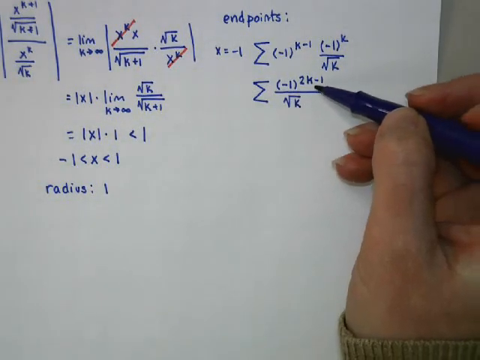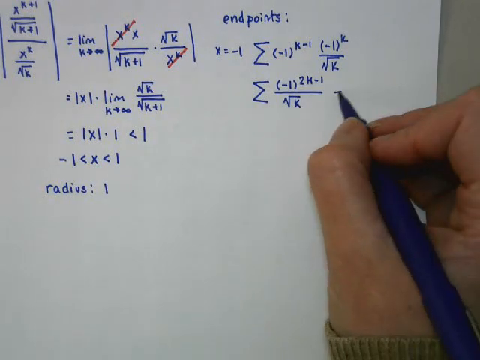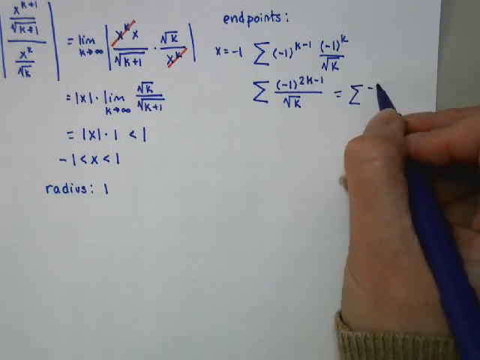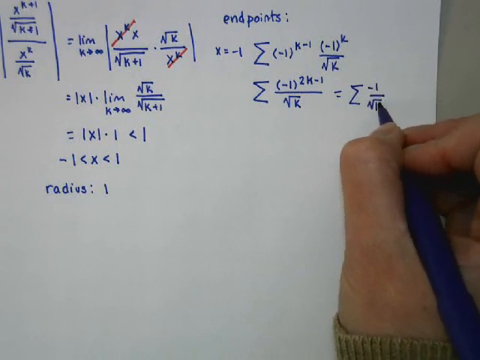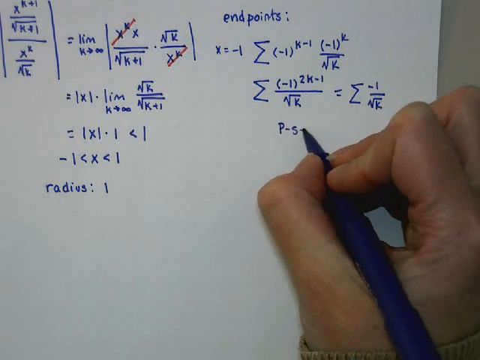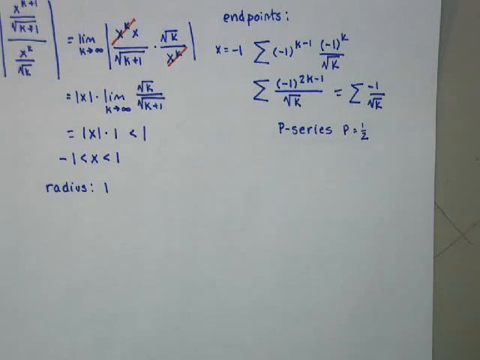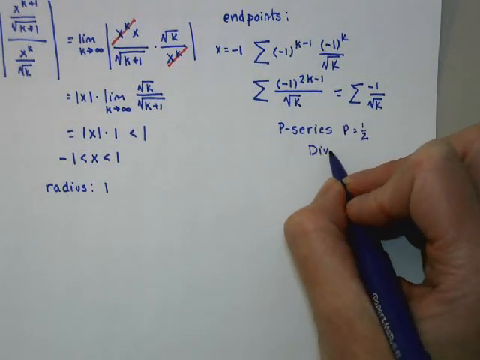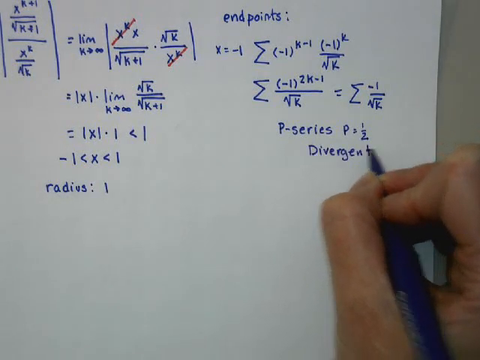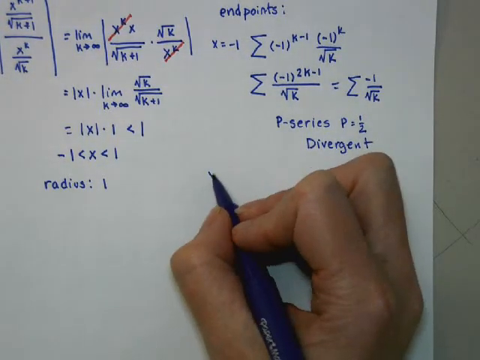Okay, well, no matter what value I plug in here, I'm going to get an odd number, which means this is always going to be negative. So this is -1 over root k. So it is a p series. It's negative, but it's still a p series with p equaling 1/2, which means this is divergent. So -1 is not included in the interval, but perhaps 1 is.